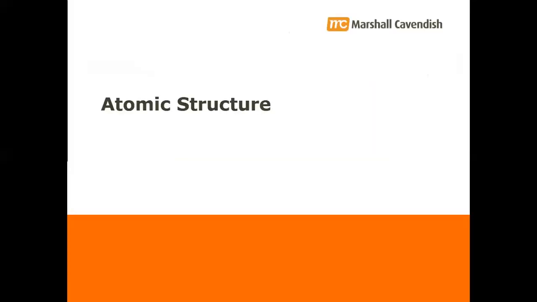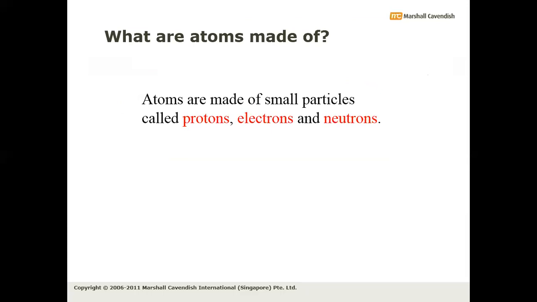So atomic structure means the structure of an atom, and what are atoms made of? Atoms are made of small particles which are called protons, electrons, and neutrons. We call these particles subatomic particles as well. You know from your chemistry in O levels that these are the fundamental atomic particles.